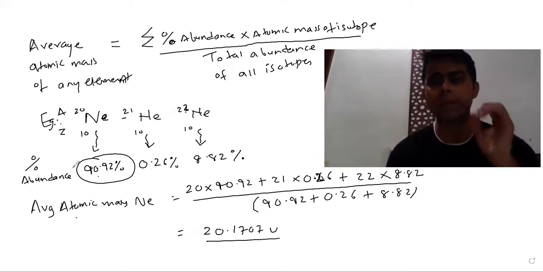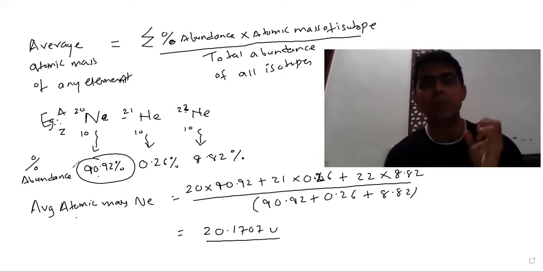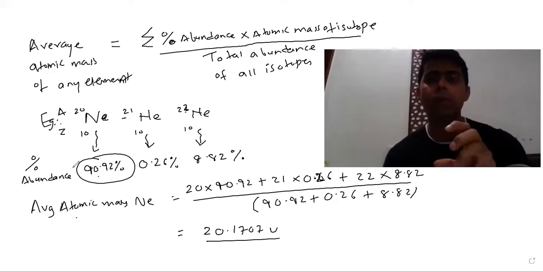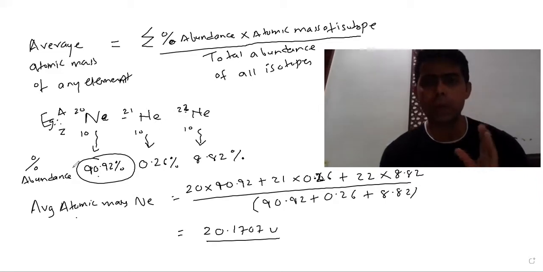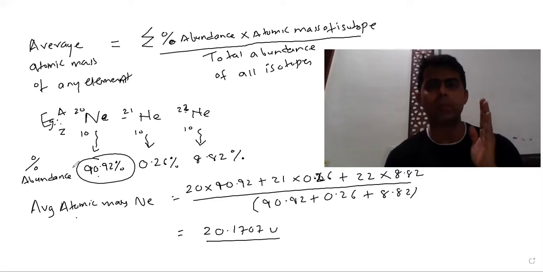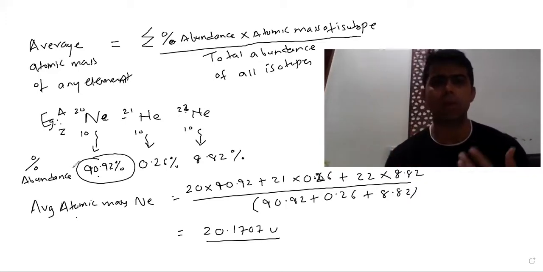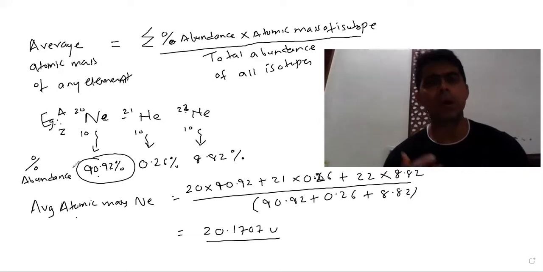So you need to remember the average atomic mass is basically the average of the isotopic mass of all the isotopes of the element with respect to their percentage abundance. Means you have to multiply the atomic mass with the percentage abundance. You need to add them and then you divide by the total abundance of all isotopes, and if you calculate in percentage, obviously that will be equivalent to 100, and in fraction that will be equivalent to 1.